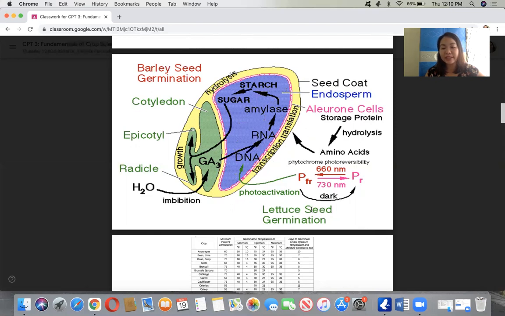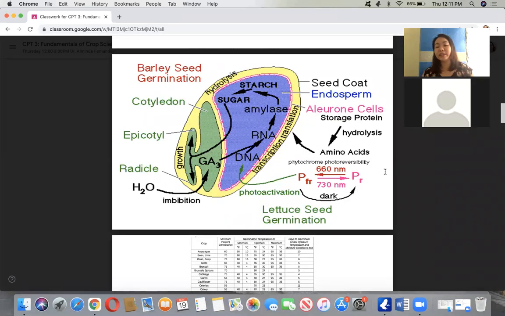In the case of lettuce seed germination, there is what we call photoactivation of DNA by the phytochrome, which is when light at 660 nanometers is converted to phytochrome far red, and during dark at 730 nanometers, it is reversibly converted to phytochrome red.